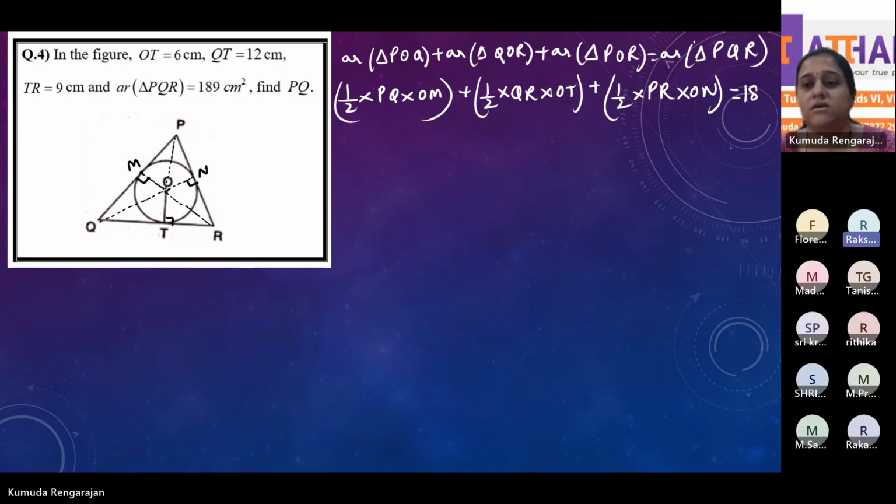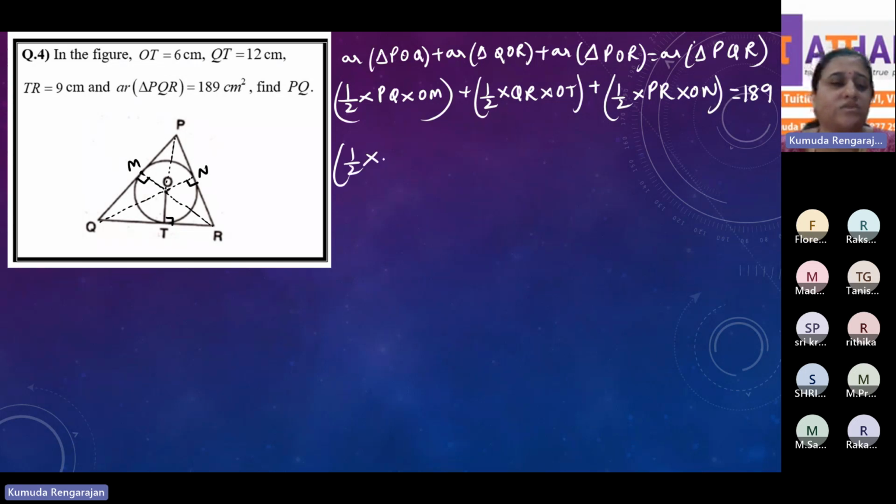189 centimeters square. So can we write 189 here? Is equal to 189. So, let's substitute half into, how much is PQ? We have to do something now. Now go back to the question. OT is given to be 6 centimeters. How much is QT?